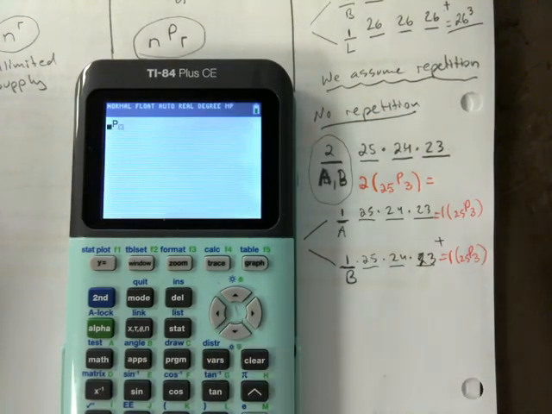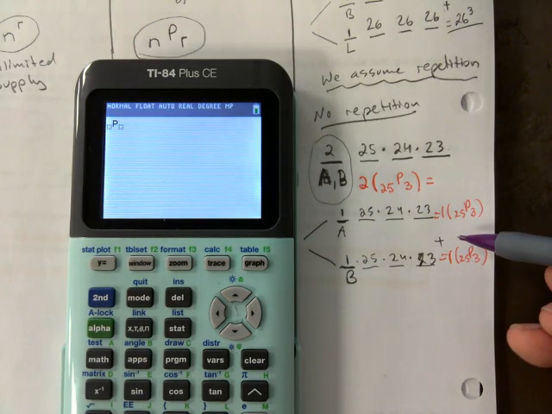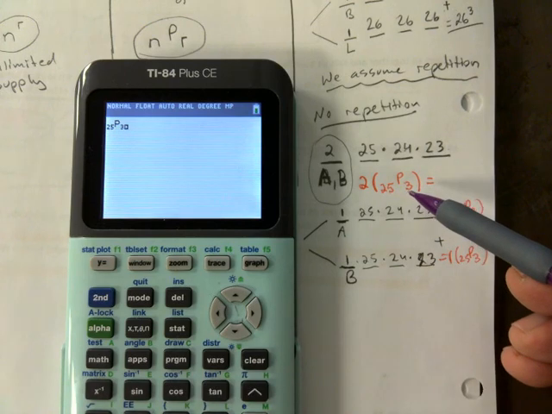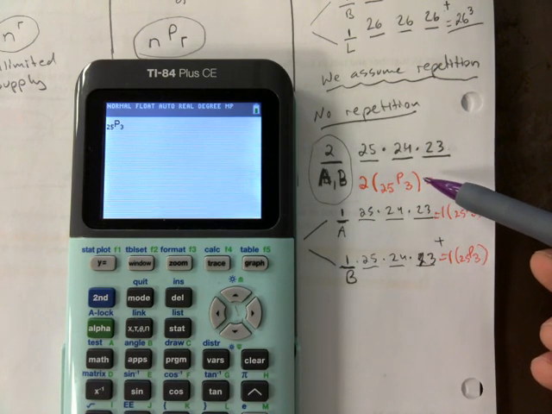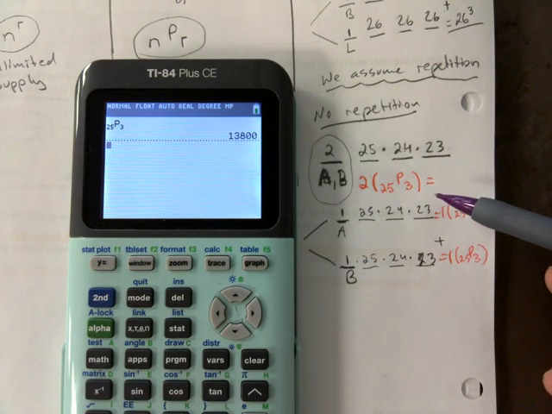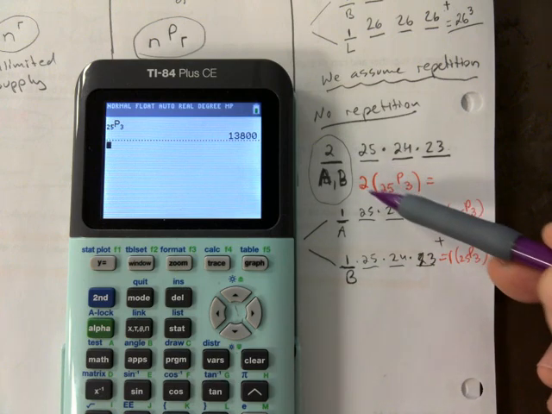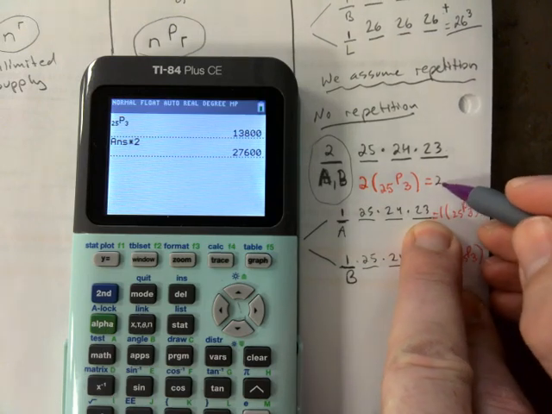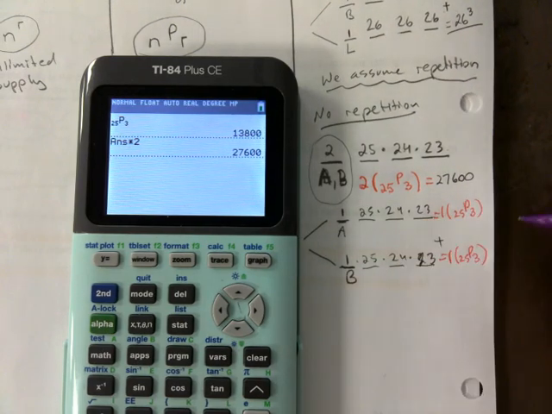So you select that one, and then just type in, we're going to go with this one here, 25 pick 3. Figure out what that is. That's 13,800. In this case, I'm going to multiply this answer by 2. So it's 27,600.